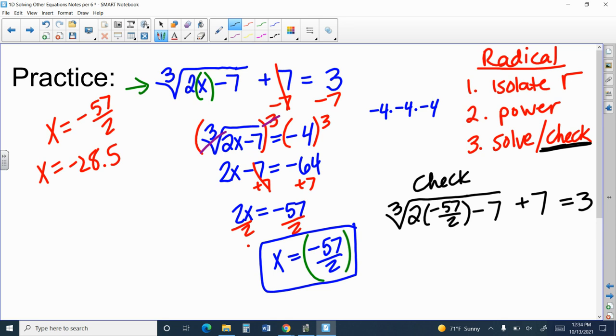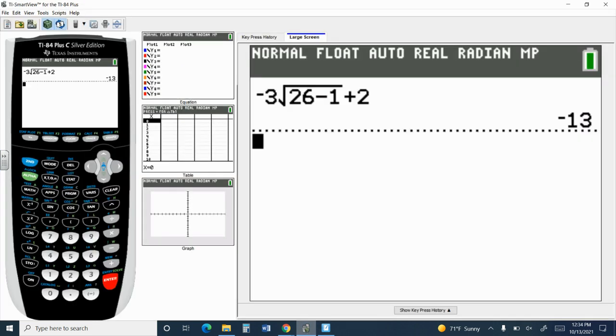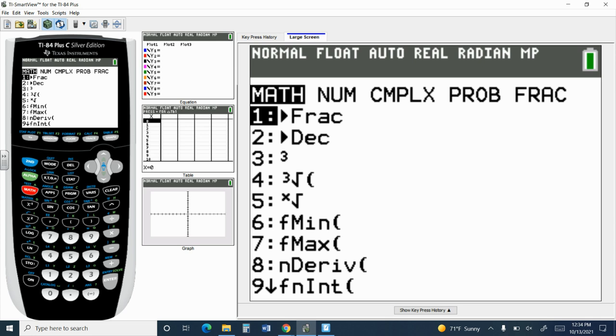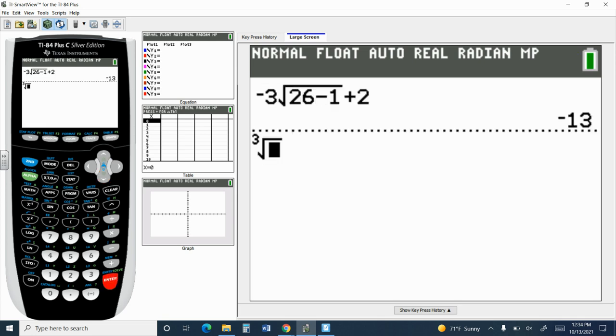I can save myself time by doing this side on the calculator. That means we have to know how to enter this cube root on the calculator though. If we look at our calculator, it's not on any of our buttons here on our home screen. We have to go to this math menu. So you can hit math, and then it's the fourth one down, the cube root right here. I put it on cube root and hit enter.